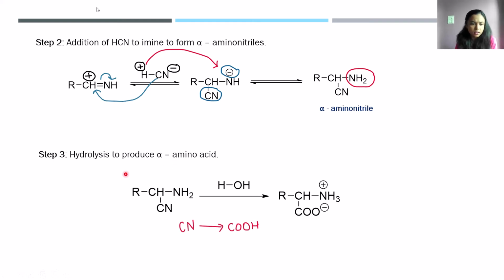In the third step, we'll hydrolyze the alpha aminonitrile to produce alpha amino acid. So as we know, if we hydrolyze cyanide, carboxylic acid gets produced. So this is the same that is happening in this reaction as well. And now I have written the amino acid in its Zwitter ionic form, which we will be doing in the further slide.